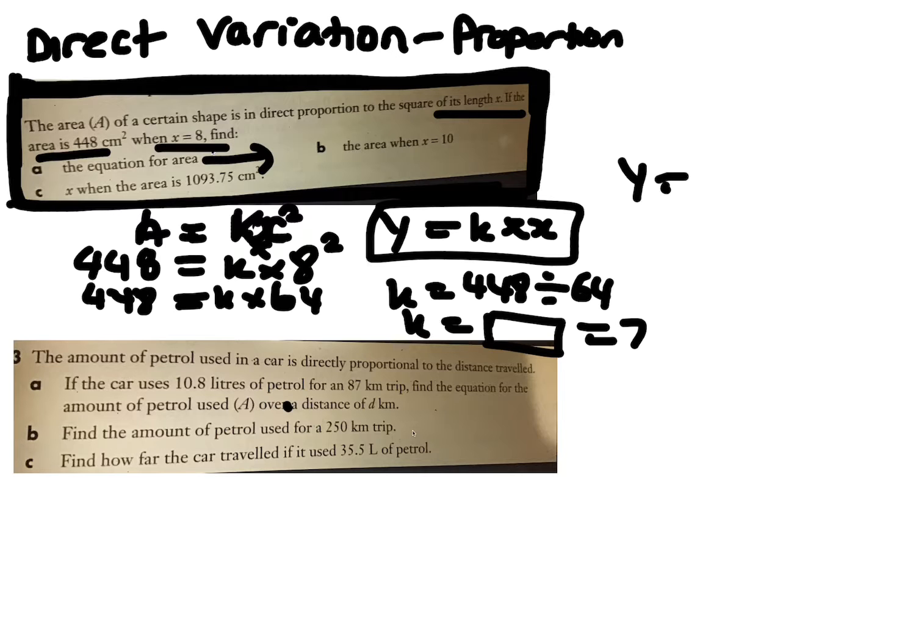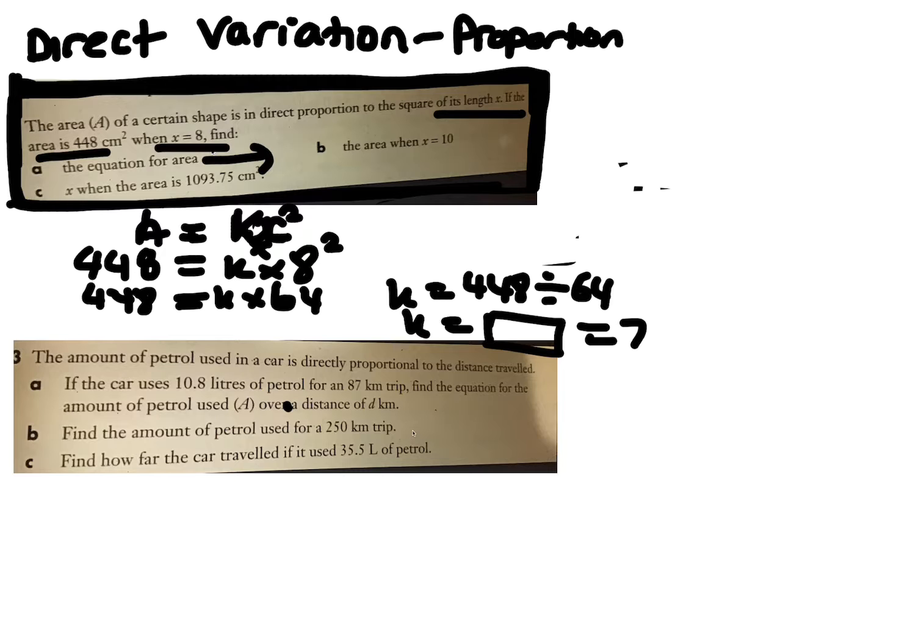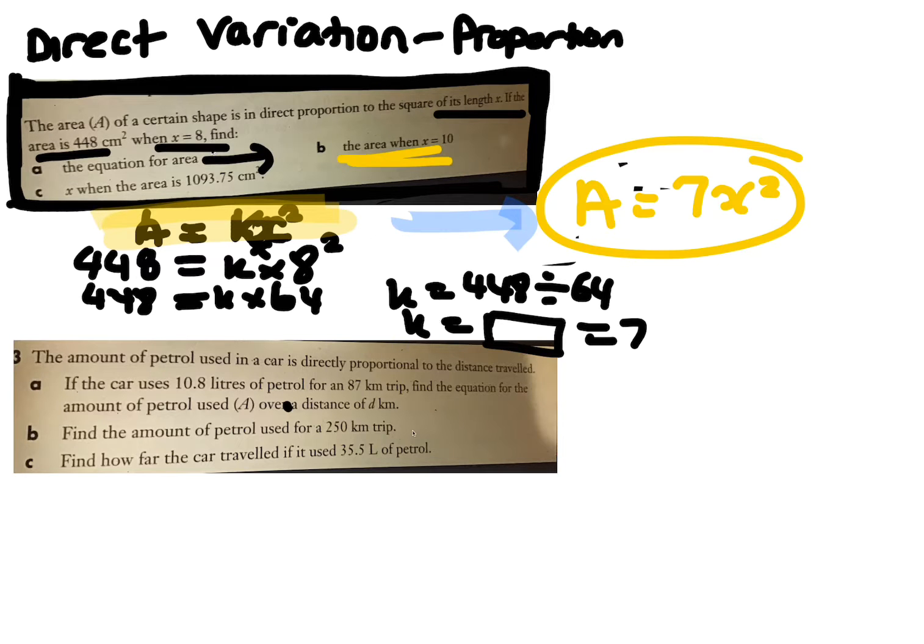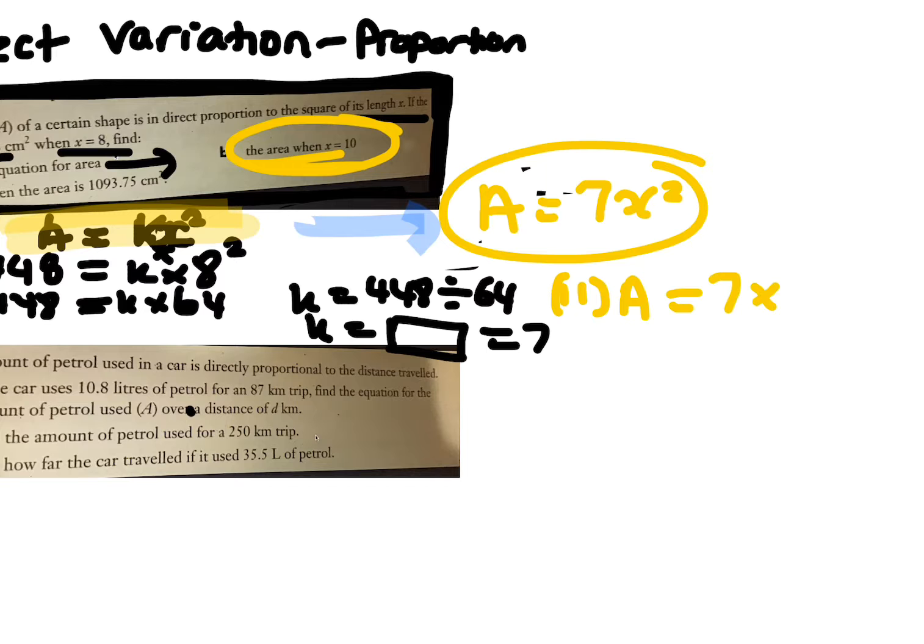So that means that A equals kx squared will now become, because we know what the k is, A equals 7x squared, and that's our equation. Okay, then we're going to find the area when x equals 10. So once you've got the equation, when x equals 10, the area is 7 times 10 squared, which is 700.